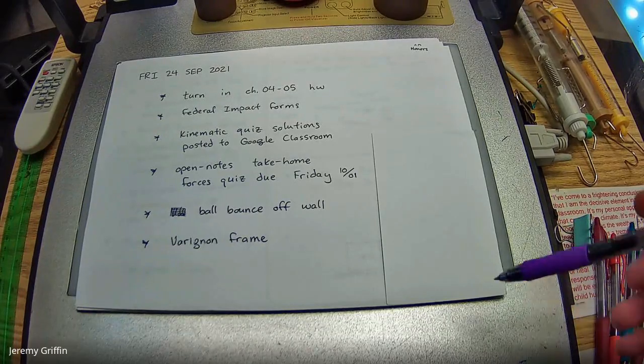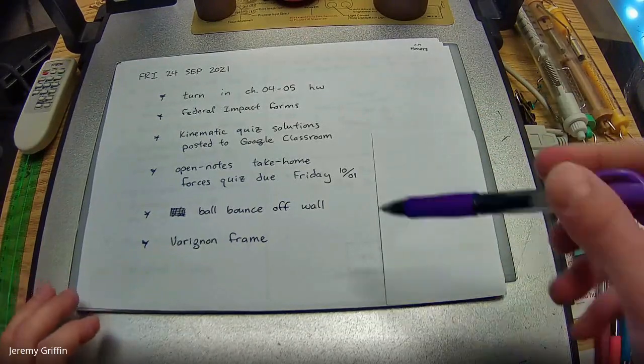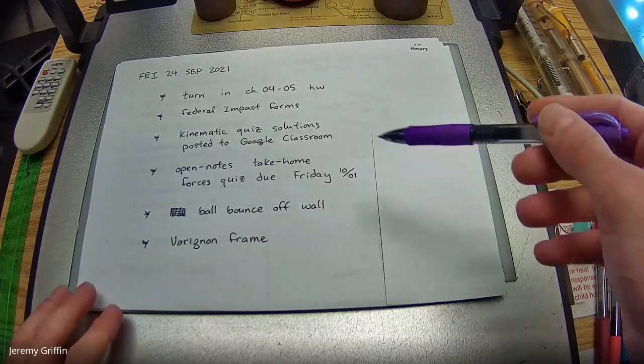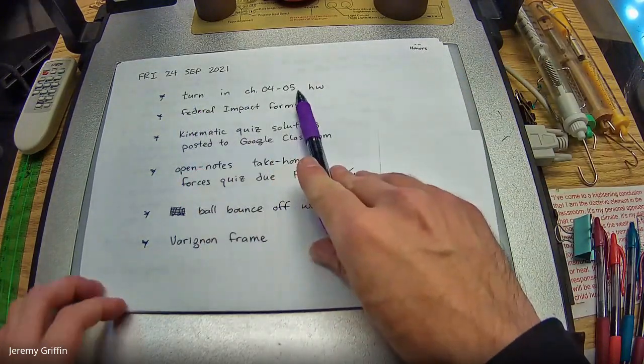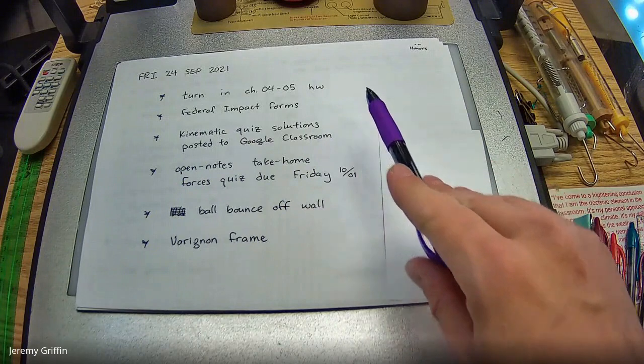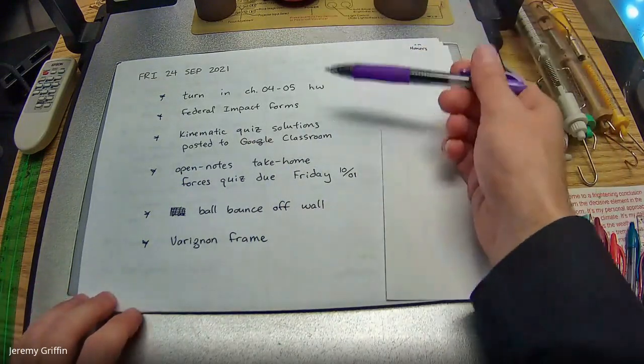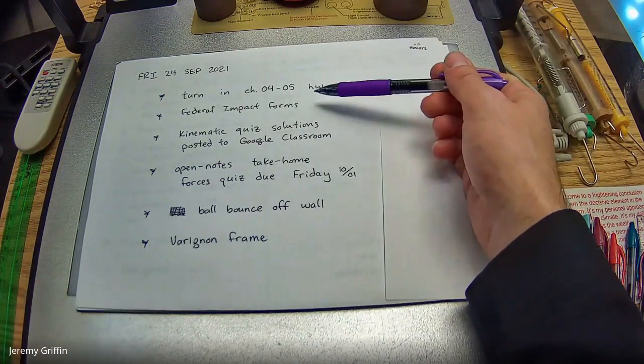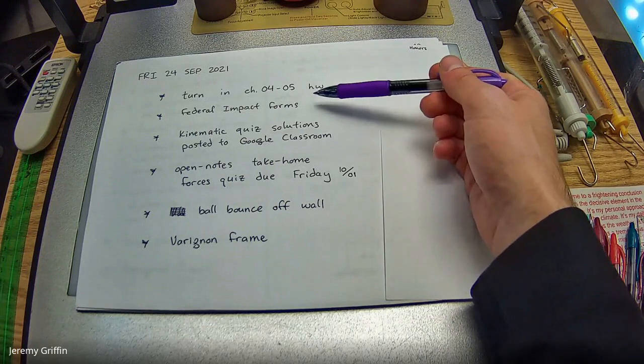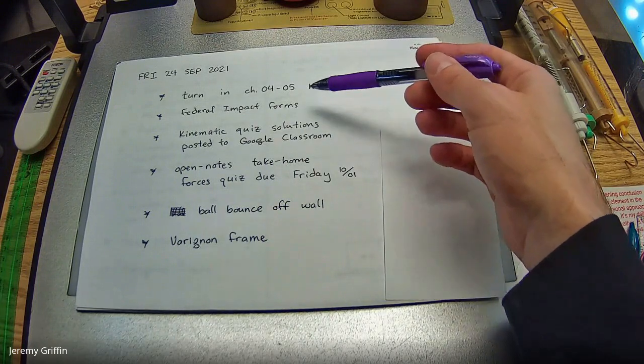Recording is rolling. So Friday, hey, we're just a couple hours from the next weekend. You guys just turned in your chapter 4, chapter 5 homework, so thanks for doing that. So federal impact forms, that was last time. So that's through your 5th period. So you guys know to bring those in by the end of next week.